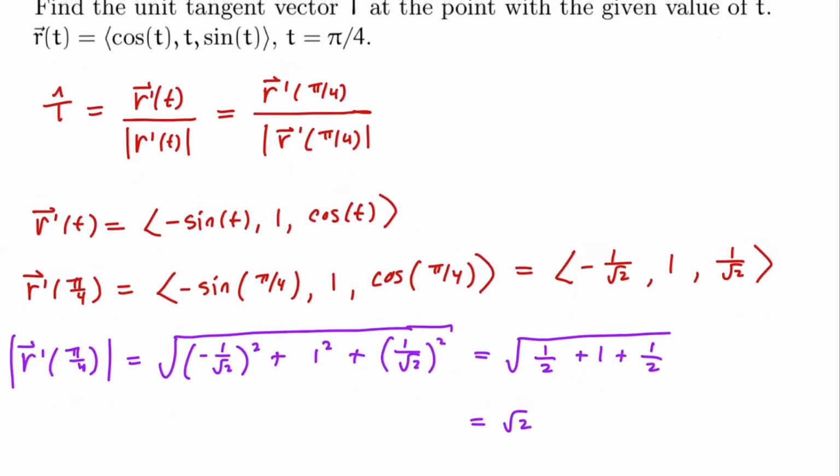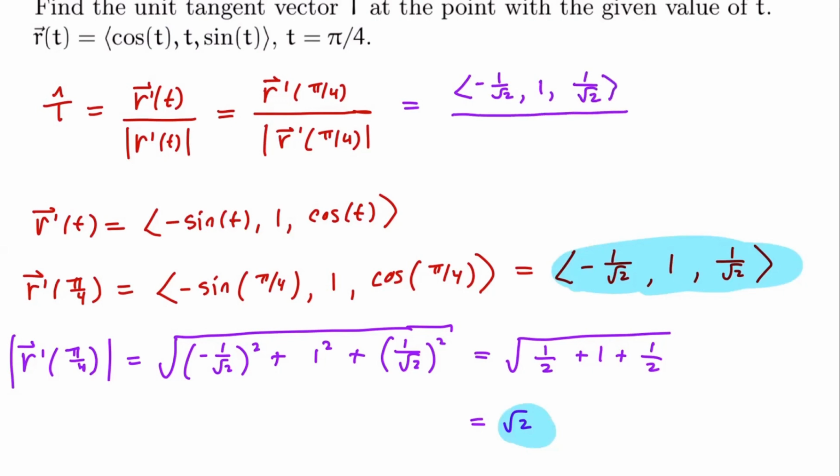All right, now let's piece them together. So this is our numerator of the tangent vector, and this is the denominator. So our unit tangent vector is going to be our r prime at pi over 4, that's negative 1 over square root of 2, 1, and 1 over square root of 2. We divide that by its magnitude, square root of 2. And you can simplify things, make it look prettier. But if you can get this far, this is really good.